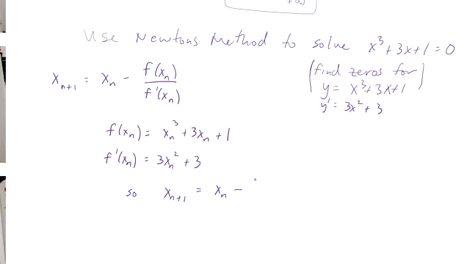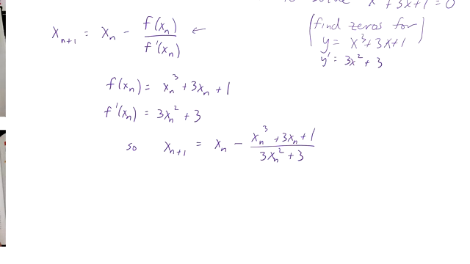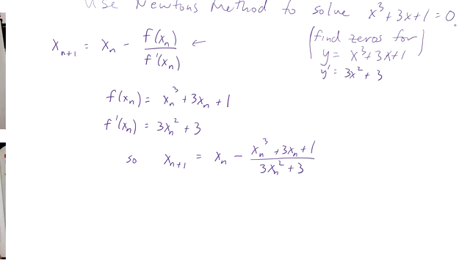Minus f of x sub n, I'm just plugging into this formula up here: x sub n to the third plus 3x sub n plus 1 over 3x sub n squared plus 3. And now this is my formula. I have to make an approximation for my first zero, and then I plug that first approximation in for x sub n. That's when n is 1, and then that'll give me 2.